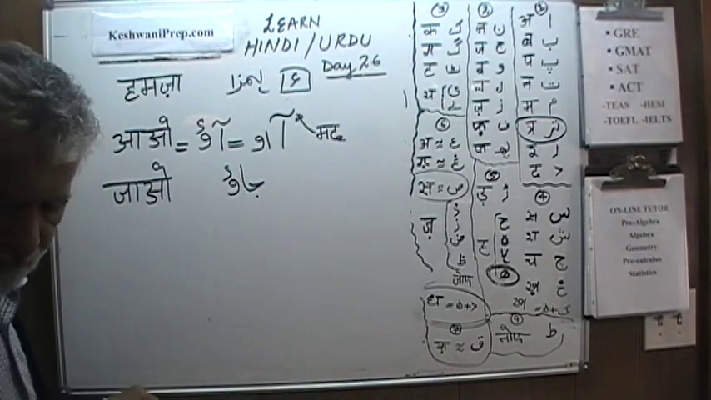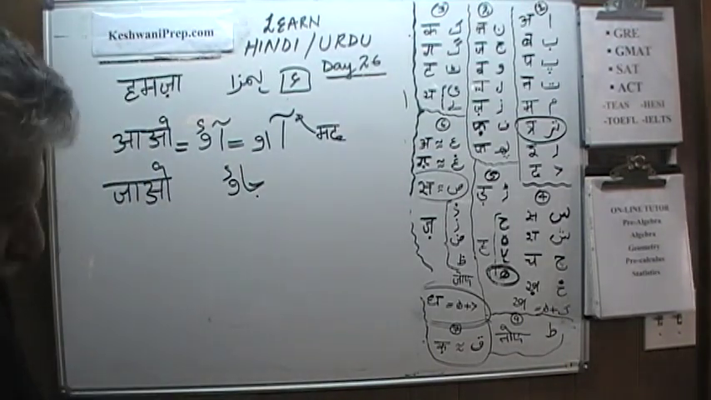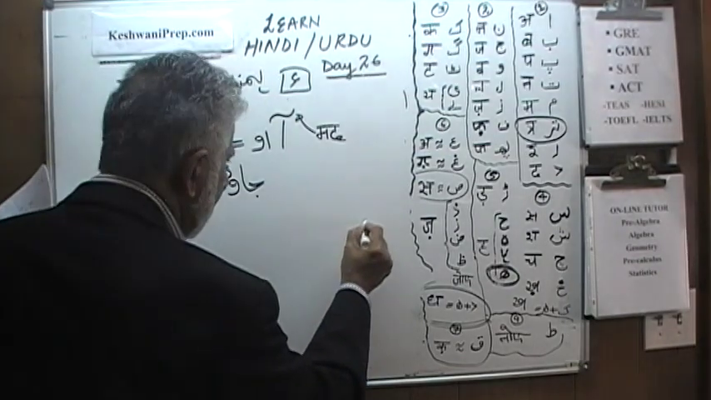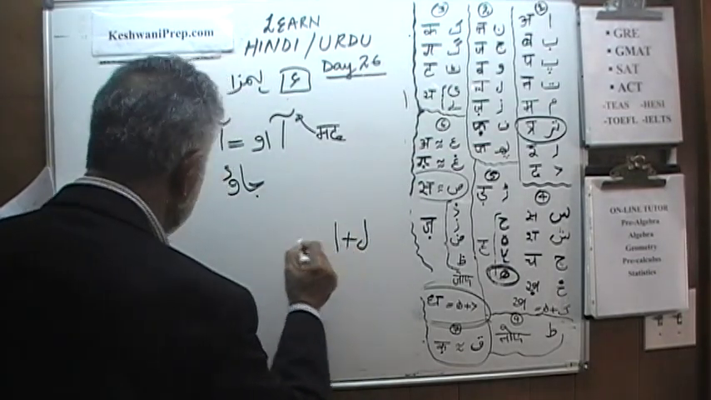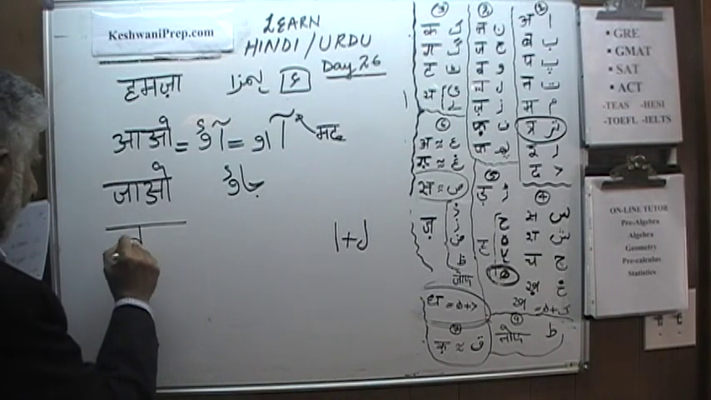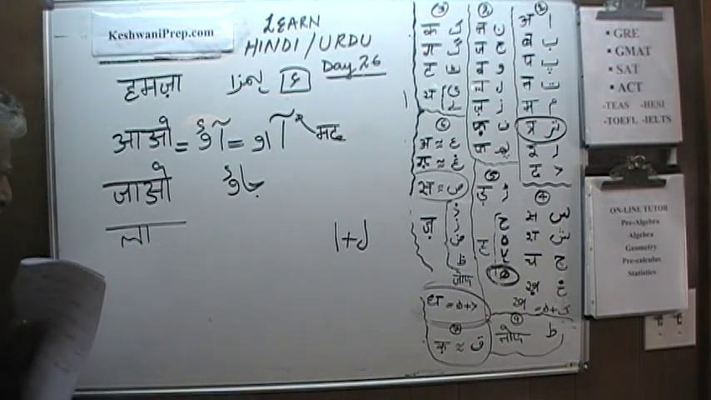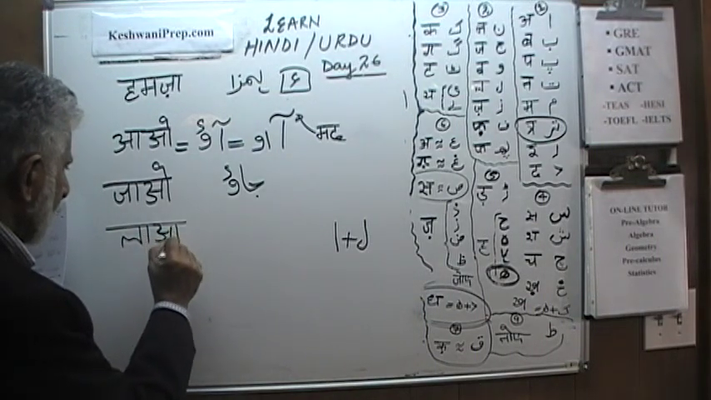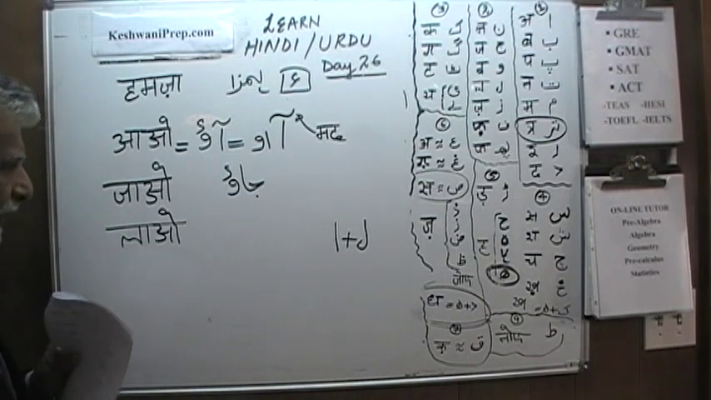Just a few more. As I said, they are very straightforward, simple. Here's another one. We're going to combine lam with the alif. That makes a la. And you figured out what it is. Lao.